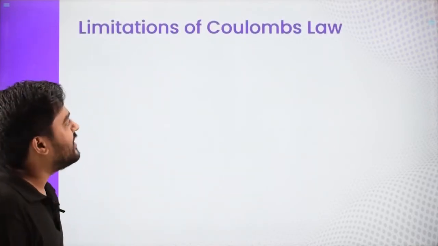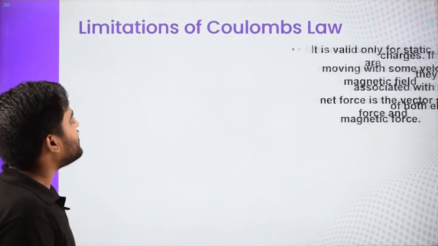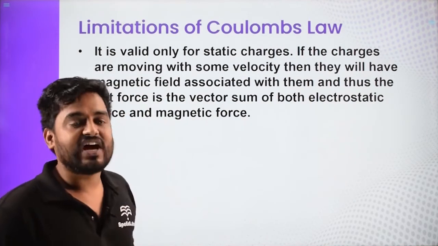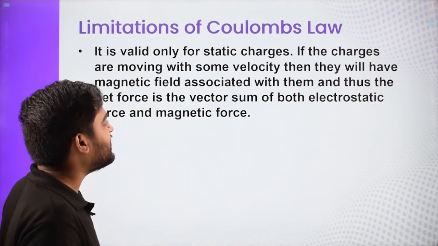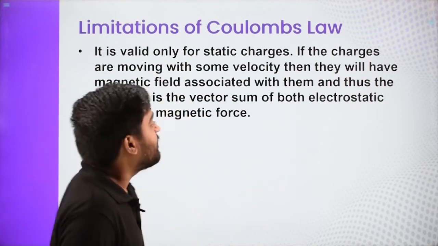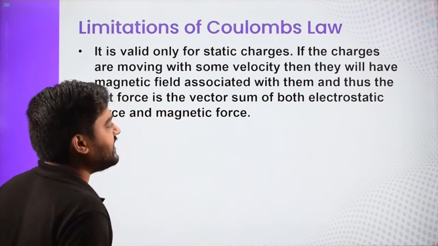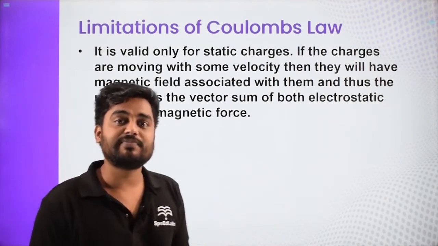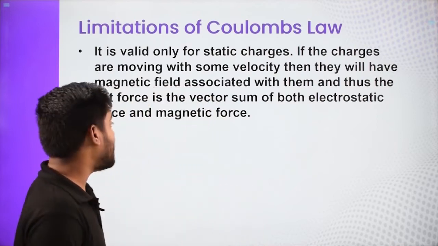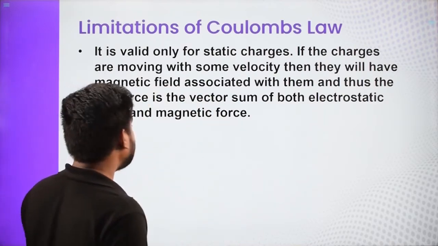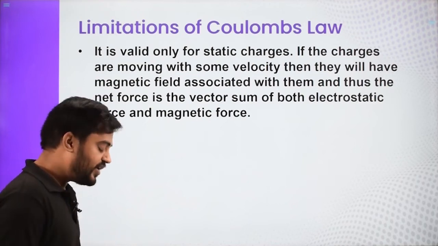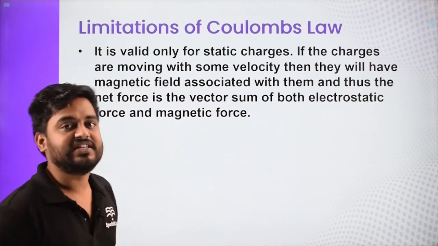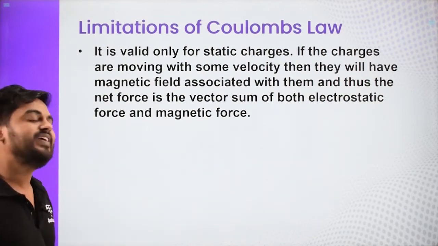Now let us discuss the limitations of Coulomb's law. The first problem with Coulomb's law is that it is only valid for static charges. If the charges are moving with some velocity, then they will have a magnetic field associated with them, and thus the net force is not just the electrostatic force. Magnetic force is also present, and the net force will be the vector sum of both electrostatic force and magnetic force. So it can only be applied for static, that means stationary, charges. We cannot apply it for moving charges.